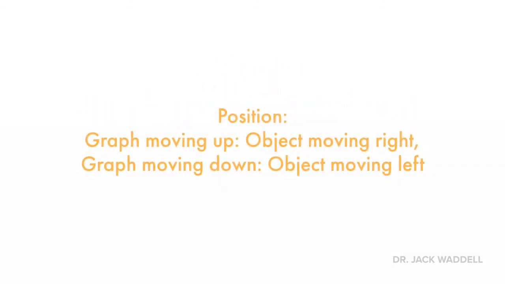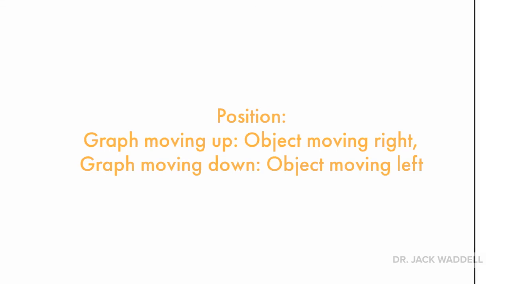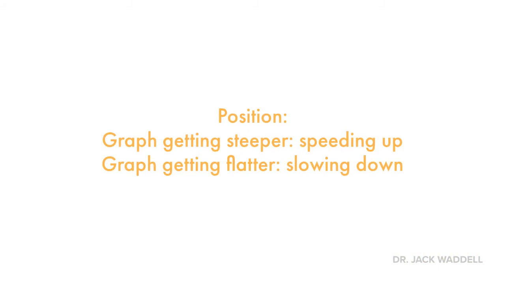If your position graph is moving upward, that means the object is moving to the right, or whatever direction is your positive direction in your case. And if the graph is moving down, the object's moving to the left. And finally, if your position graph is getting steeper, then you're speeding up. And if you're getting flatter, the object's slowing down.